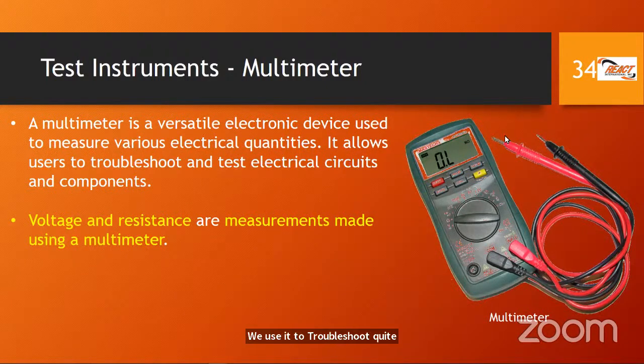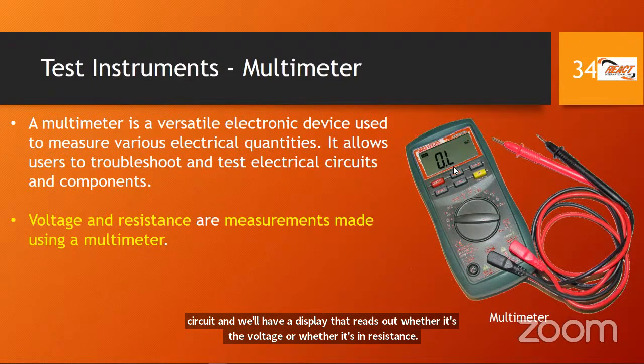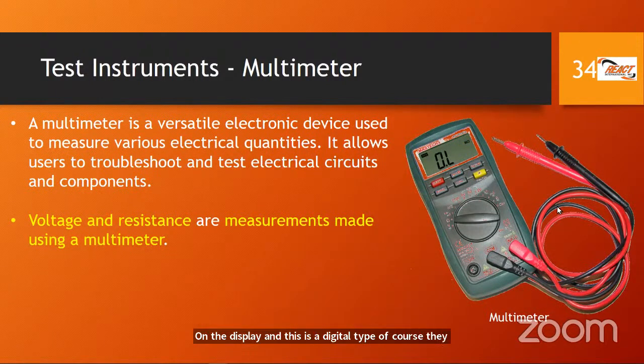And this is the multimeter, and these are the leads, these are the probes that we will connect to the circuit, and we'll have a display that reads out whether it's the voltage or whether it's the resistance on the display. And this is a digital type. Of course, there are analog types with needles instead of a digital readout. But we need to know for the exam that voltage and resistance are measurements made using a multimeter. This is our multimeter. We can measure voltage and we can measure resistance.